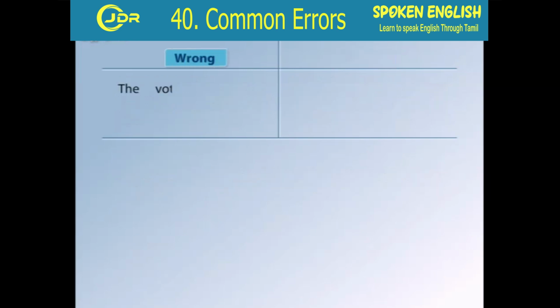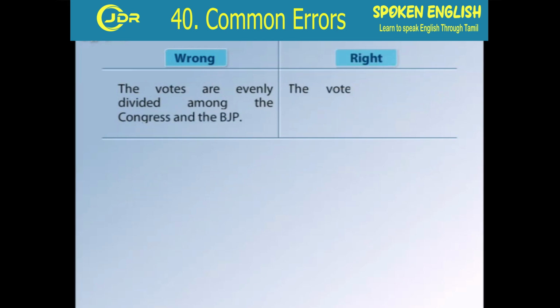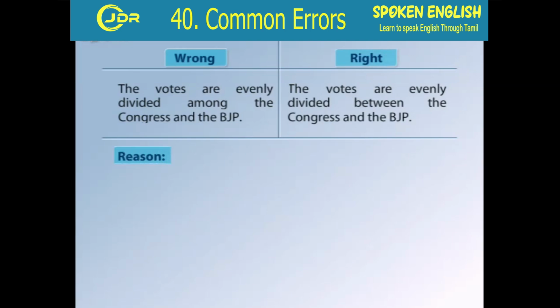Wrong. The votes are evenly divided among the Congress and the BJP. Right. The votes are evenly divided between the Congress and the BJP. Reason: we are talking about 2 parties only. Hence, among is wrong.